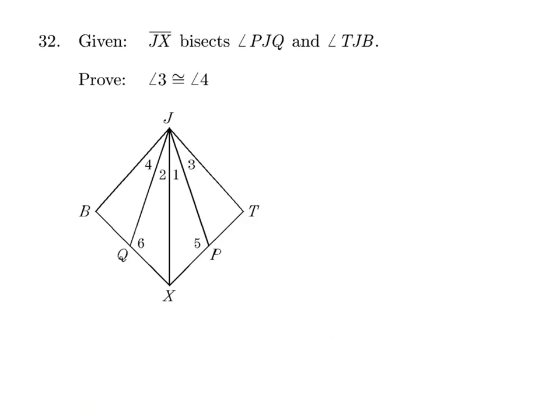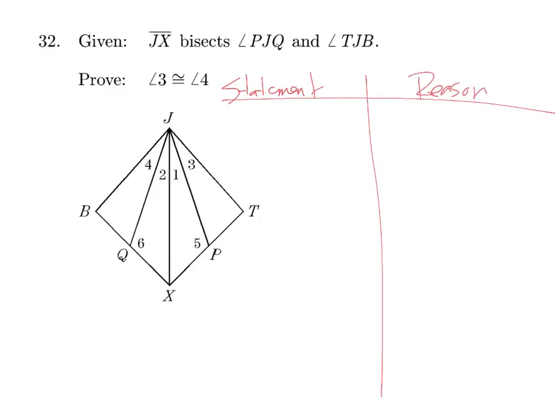Alright. One last proof here. Statement. Reason. Alright, they tell us JX bisects angle PJQ. So angle PJQ. Okay, so these angles then are congruent, 1 and 2. And it says it also bisects TJB. TJB is this whole thing. So these angles here are equal.